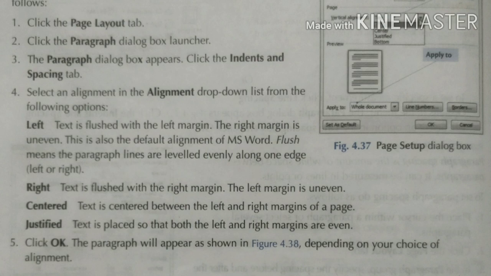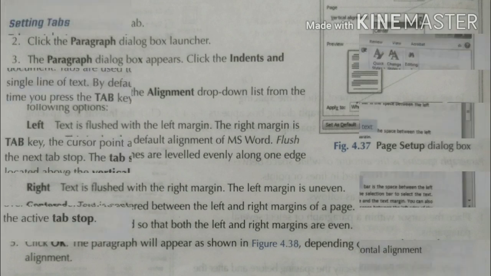What happens if you use these alignment properties like left, right, centered and justified? When you use left, text is flushed with the left margin. So text is moved towards the left margin. Right will move to the right, center will move to the center, and justified will place the text between the left and the right margin.